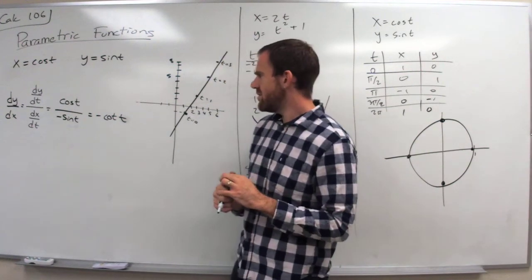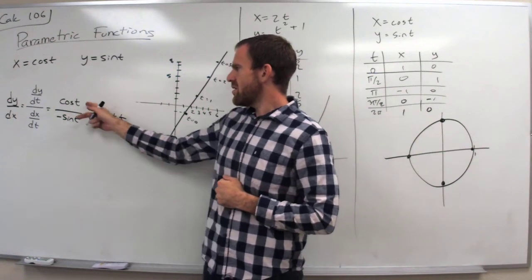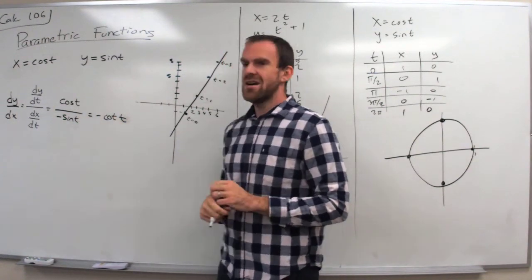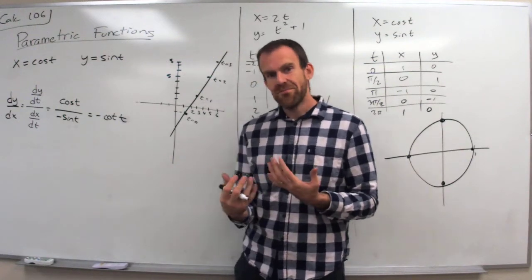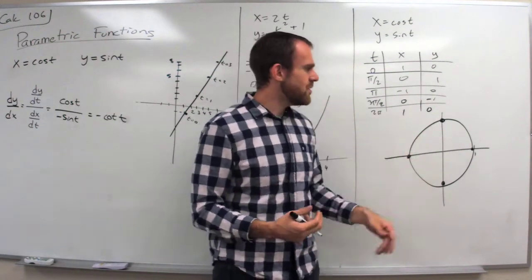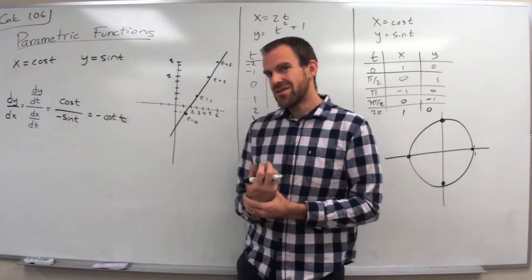Does that work? Let's see. Yep, it does. Cosine of pi over 2 is 0. Sine is 1. So we get 0. Okay, if you try the other points as well, you guys can also get the derivative that way.